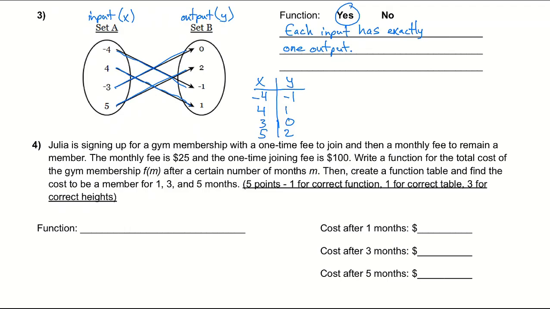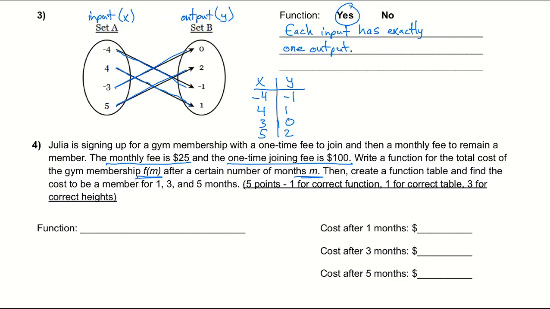Julia is signing up for a gym membership with a one-time fee to join and then a monthly fee to remain a member. The monthly fee is $25 and the one-time joining fee is $100. So I am going to underline that, and I'm going to underline this. I think those are important information. It says write a function for the total cost of the gym membership f of m after a certain number of months m. So these are going to be the variables that we're going to use.